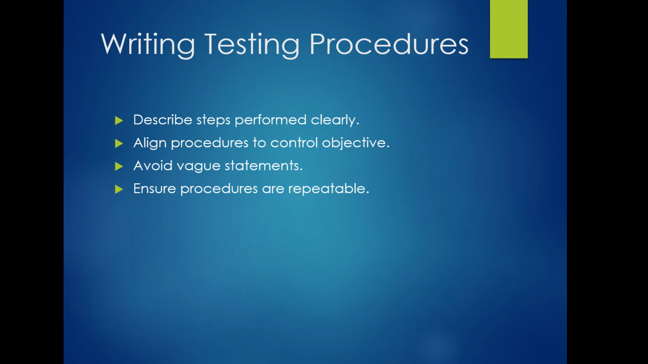Every procedure that is tested should directly address the risk the control is designed to mitigate. Okay, so these are the things you should take into consideration when you're writing your test procedure. Ensure you are able to clearly describe the testing steps you are performing. Ensure that it aligns to procedure. You align the procedures to the control objective. Avoid using vague statements, and also ensure the procedures are repeatable.